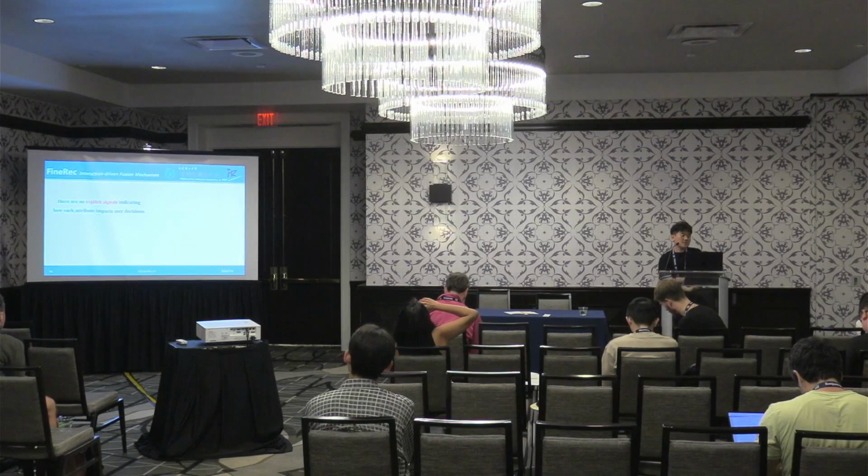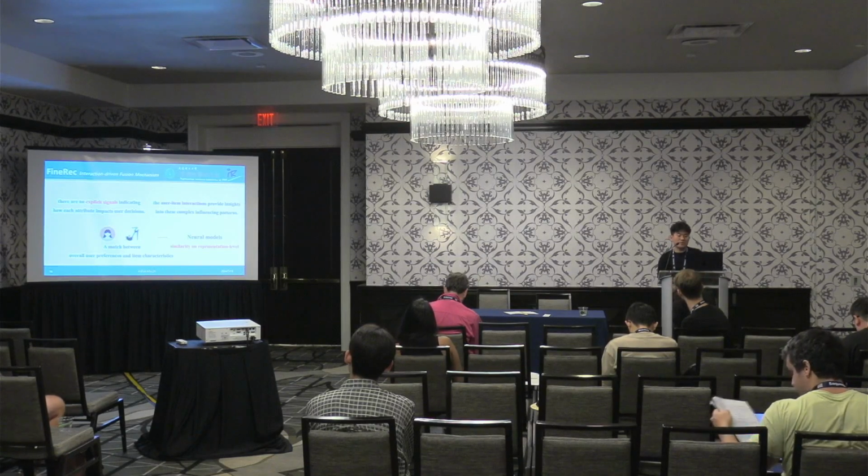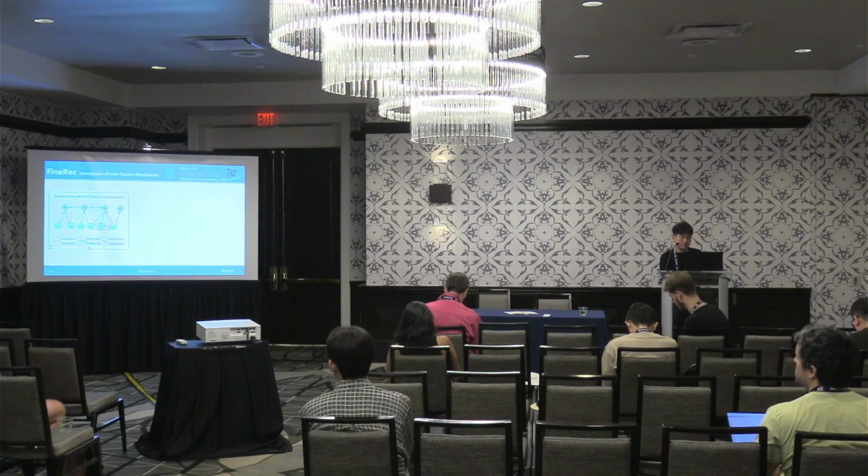There are no explicit signals indicating how each attribute impacts user decisions. However, the user-item interactions provide insights into these complex patterns. For example, when a user clicks on an item, it signifies a match between overall user preferences and item characteristics. And in neural models, it may suggest similarity at the representation level. And this is the user-item overall interaction graph.